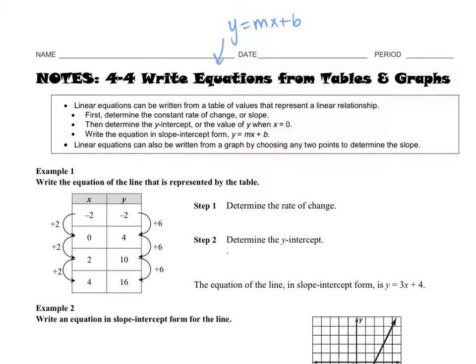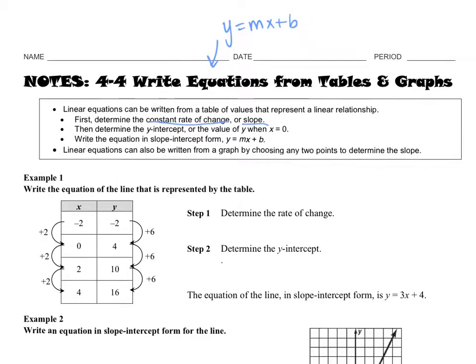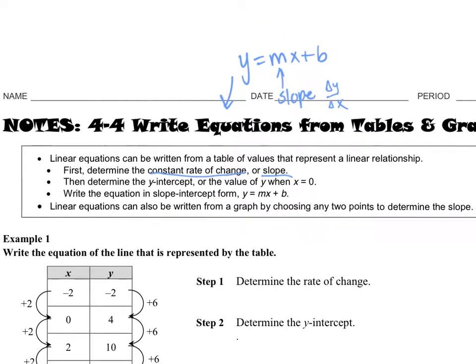First, determine the constant rate of change or the slope, okay? Remember, that's your m in that equation. That's your slope, or your change in y over the change in x. Okay, then determine the y-intercept, which is your b in that equation.